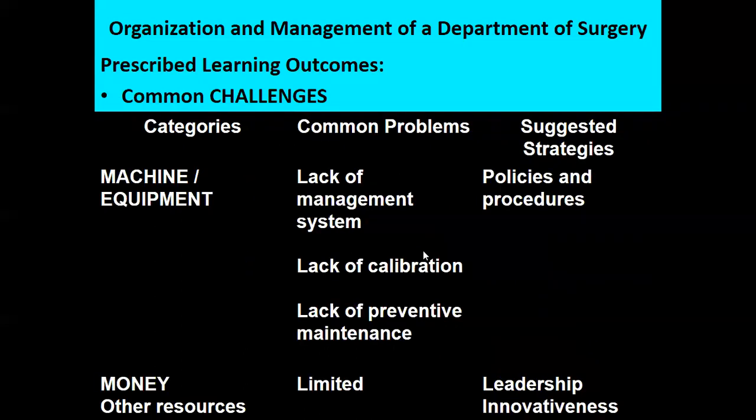Under the machine and equipment category, common problems are lack of management system, lack of calibration and preventive maintenance of machine and equipment. Suggested strategies: policies, procedures. Under the money and other resource category, limited resources is always a problem. Suggested strategies: leadership, and innovativeness in getting the money, in securing the money.